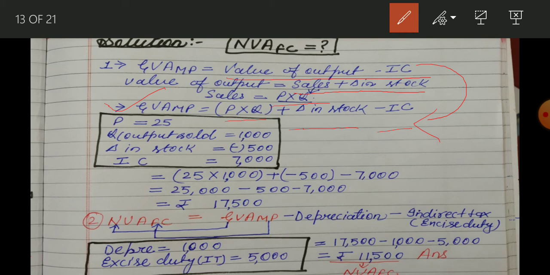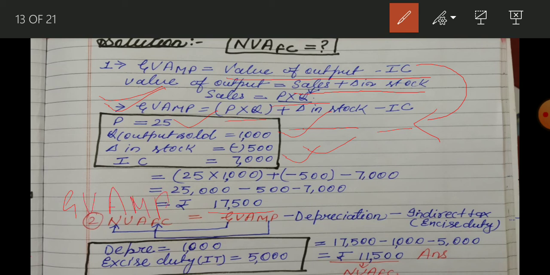Okay, student, now note down all the values. Price is given as 25 in the question, quantity is given as 1000, that is sold in the economy, and change in stock is equal to minus 500, and the value of intermediate consumption is given as 7000. When we put all these values in this equation, we get the value 17,500, and this is the value of GVA MP. This is GVA MP.